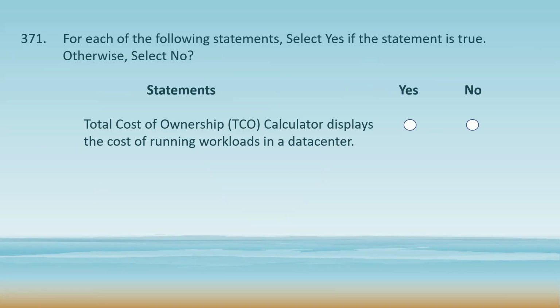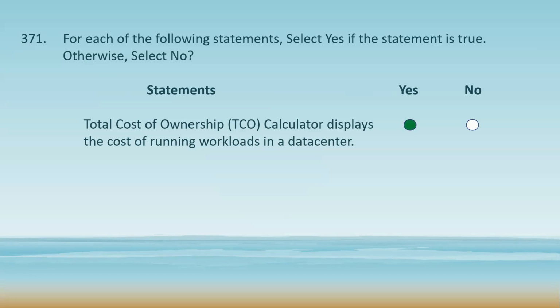Friends, this is question number 371 of the series, where we are going to look at a series of statements related to total cost of ownership, which is TCO calculator. And the first statement is total cost of ownership calculator displays the cost of running workloads in a data center. This statement is correct, my friends.